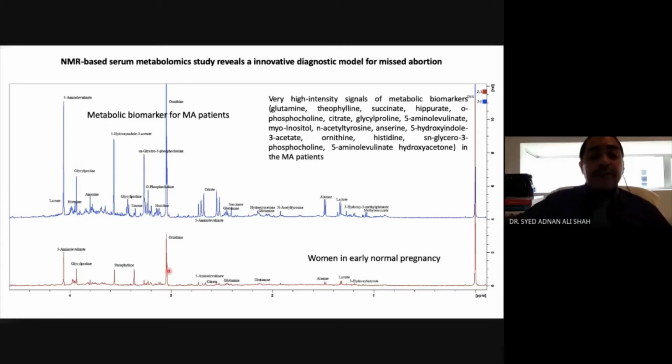These are very high intensities. If you see the intensities of some of the compounds in case of missed abortion, they are very high, and there is abnormal metabolism of amino acids in case of missed abortion, compared to metabolism in a woman in early, normal pregnancy. So one can easily identify, through this instrument, on the basis of the metabolic profile, what is going on in their body also.